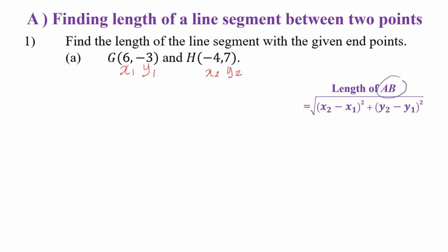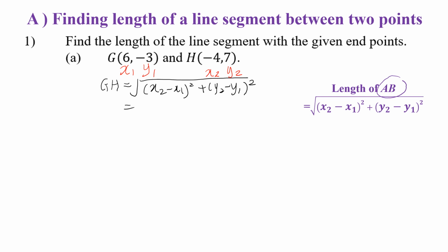We're finding the length of GH. Remember, it's not AB, it's GH. The formula is still the same. Whether you find the length of AB or GH or KL, it's still the square root of bracket x2 minus x1 squared plus bracket y2 minus y1 squared.